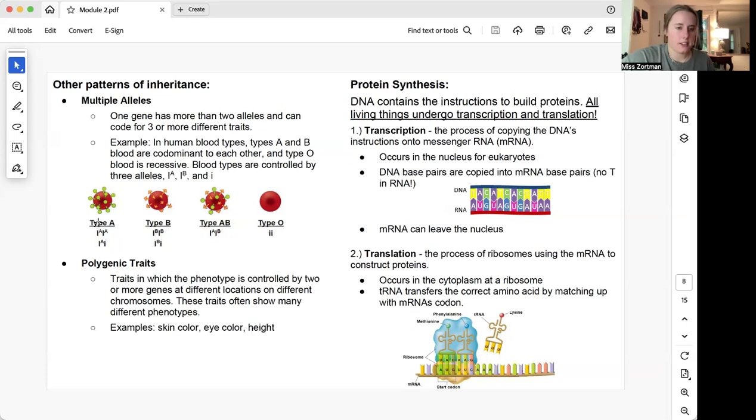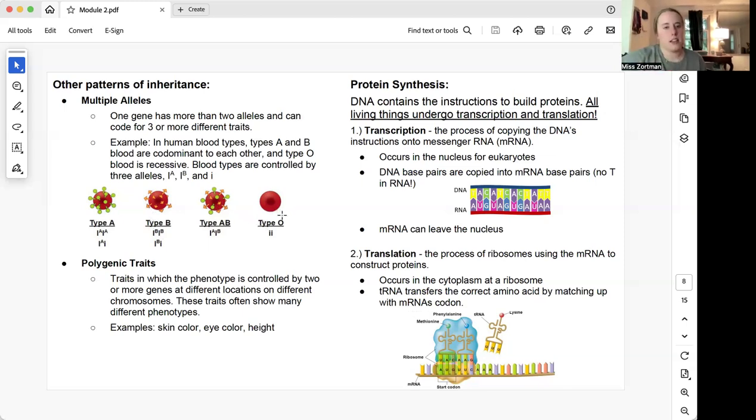So if you inherit 2 A's, you obviously have A blood. If you inherit an A and an O, you have A blood because A is dominant over O. Same with B. 2 B's gives you B. A B and an O also gives you B. If you get an A and a B together, I said they're both dominant. This is an example again of codominance. So you get an entirely new type of blood called AB blood, where you have the receptors for both A and B. And then obviously if you get 2 O's, because it's recessive, that's the only way you can get O blood. So you get OO.